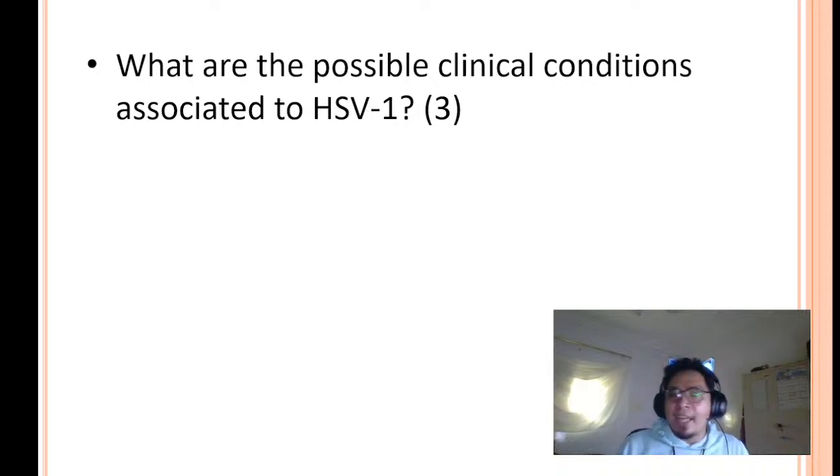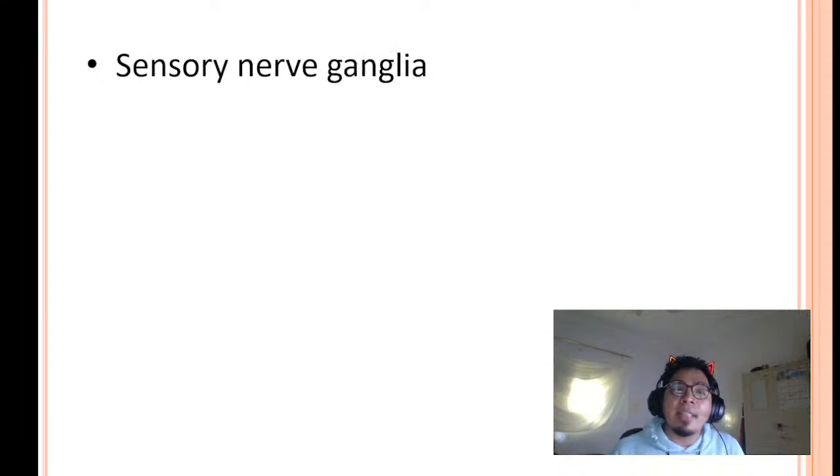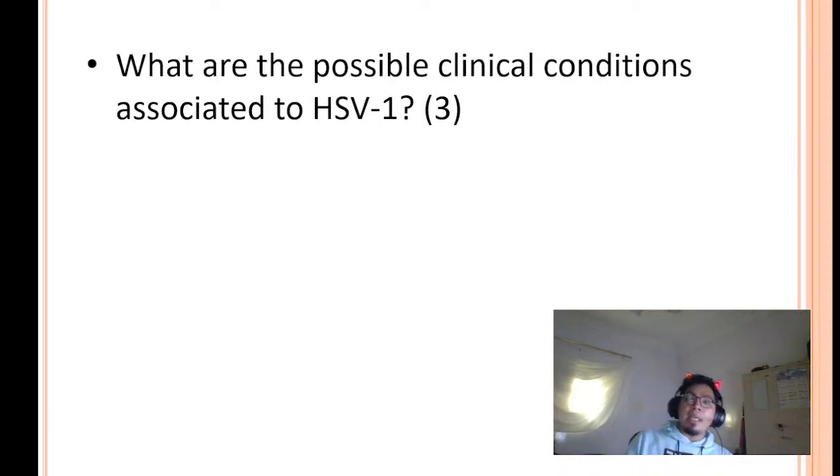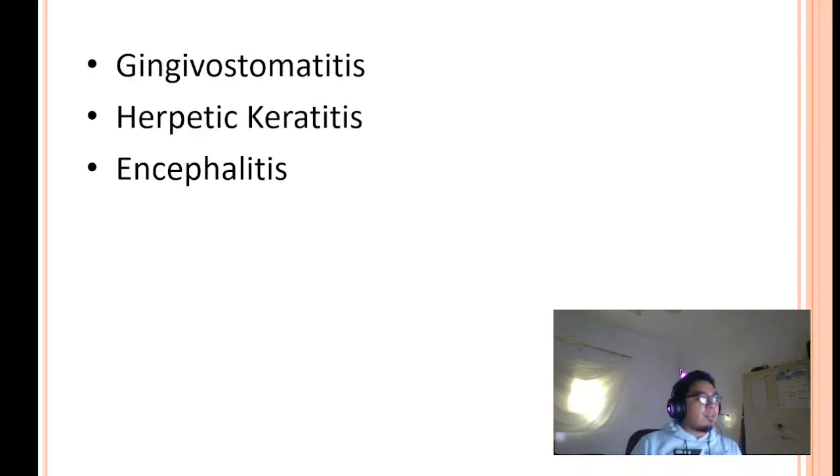Why would it cause encephalitis? Because of the fact that it stays in the sensory nerve ganglia. If you're not familiar with where your sensory nerve ganglia is, it's actually a link of nerves that's related to your CNS. So if the virus is capable of replicating in that particular place, it might possibly lead to herpes encephalitis. So please be careful with who you have sexual intercourse with, because they might have herpes simplex 1. And there are a lot of conditions that are associated with them.